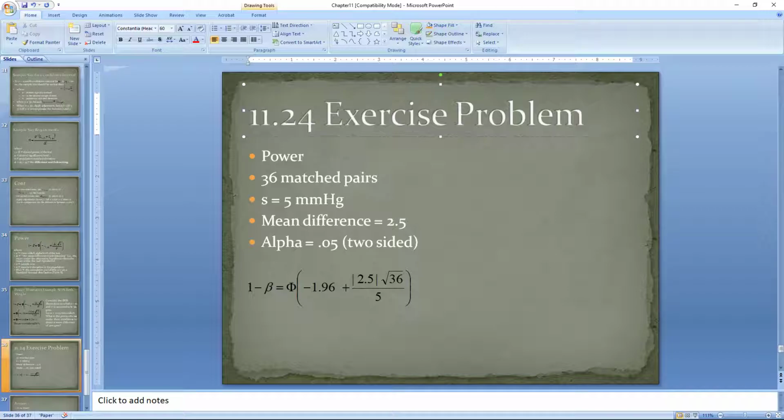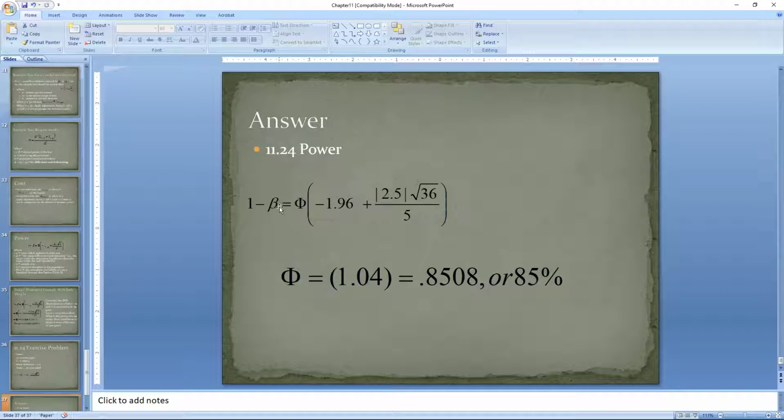So once again, I wrote it out, we're calculating power, so we use our power formula, and we have 36 matched pairs, which is going to be our n, and we have our standard deviation of 5 and a mean difference of 2.5, and we want to calculate at alpha 0.05. So we know alpha 0.05 two-sided, like I said, you should commit this to memory, is 1.96. So negative 1.96 plus the absolute value of 2.5 times the square root of 36 over 5. When you put all this in, our answer is going to be 1.04.